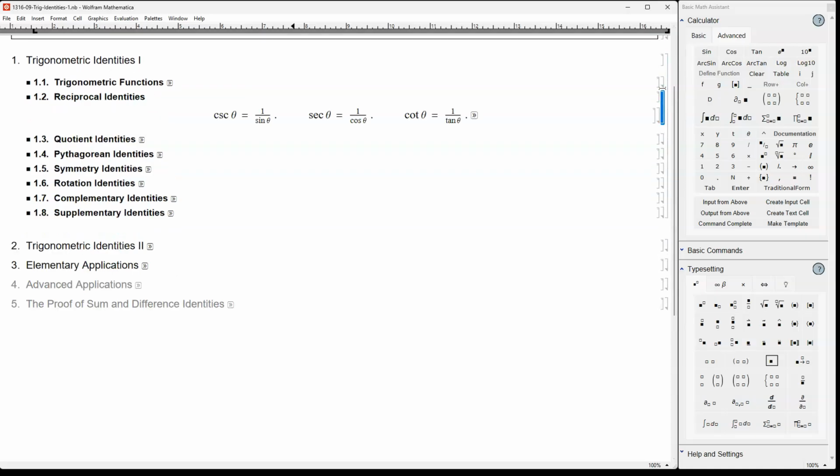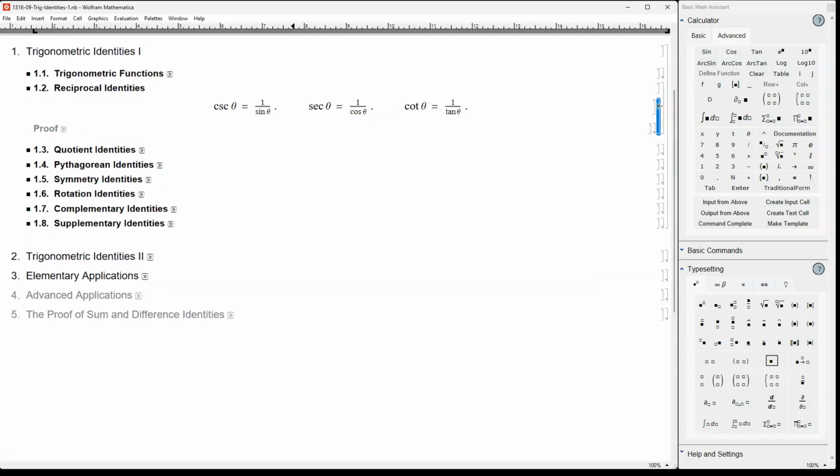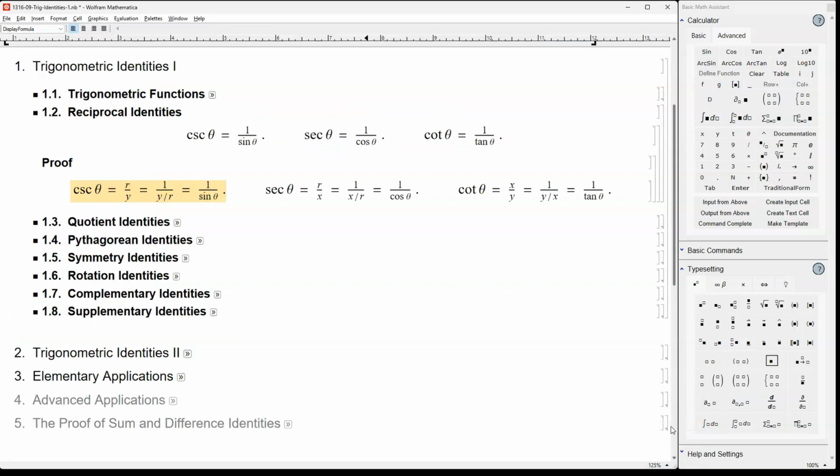First, the simplest, the reciprocal identities. These follow immediately from the definition, so basically there is nothing to do, as a matter of fact. Cosecant, let me expand the font. Cosecant is r over y, while sine is y over r, so they're reciprocal of each other.